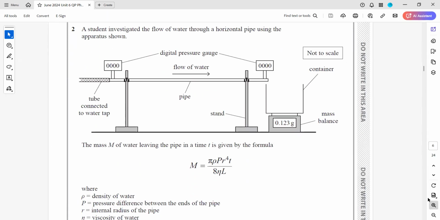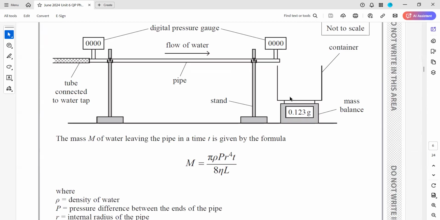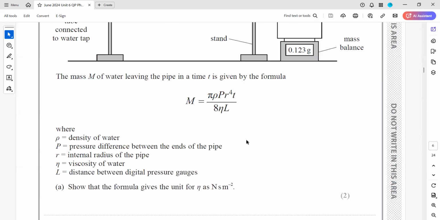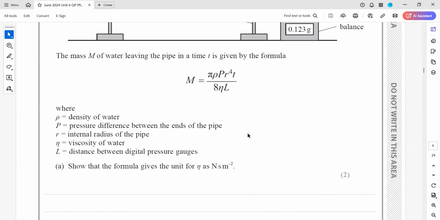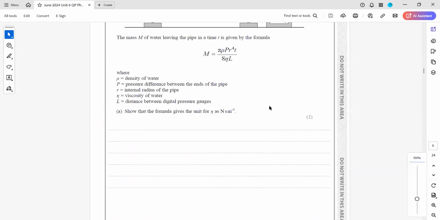Next, we have question 2. In question 2, a student investigated the flow of water through a horizontal pipe, as you can see. The digital pressure gauge is there, and water will flow through the pipe. The mass of the container is given 0.123 gram, and the mass m of water that leaves the pipe at a time t is given by this formula. Show that the formula gives the unit of n as Newton second meter square. So we have to make n the subject here.